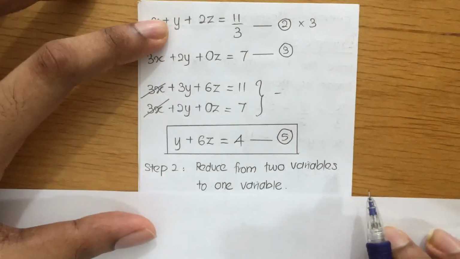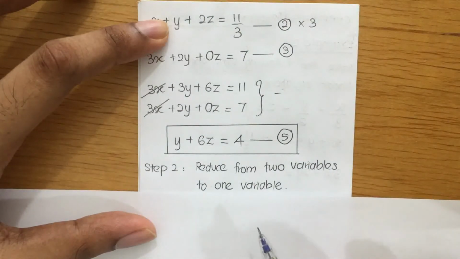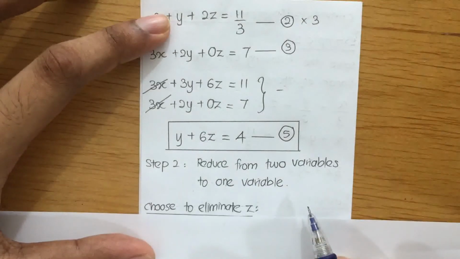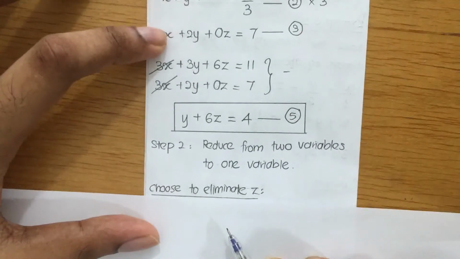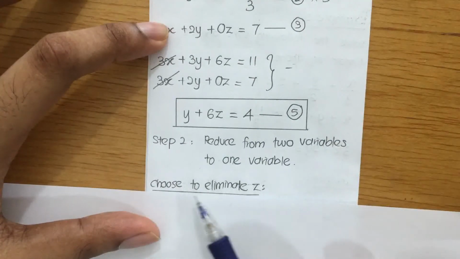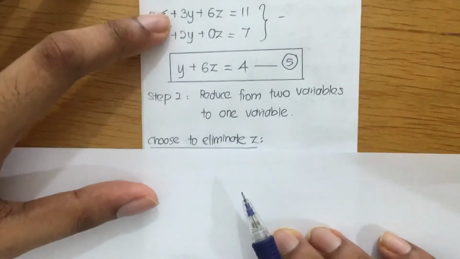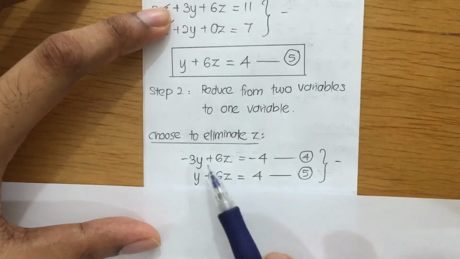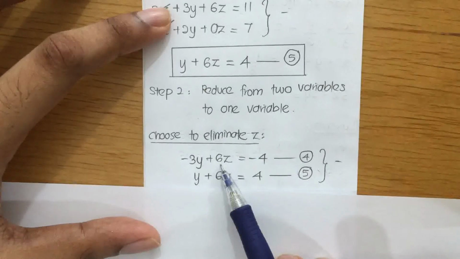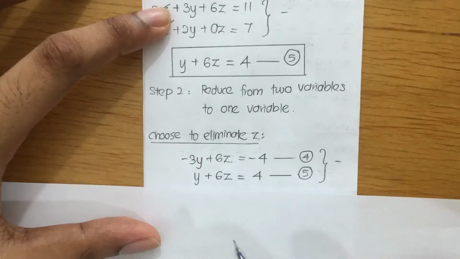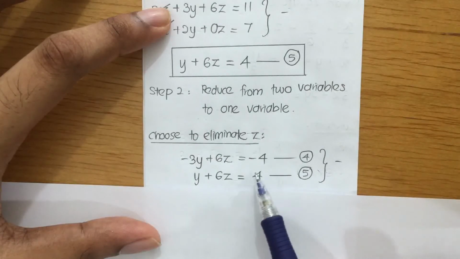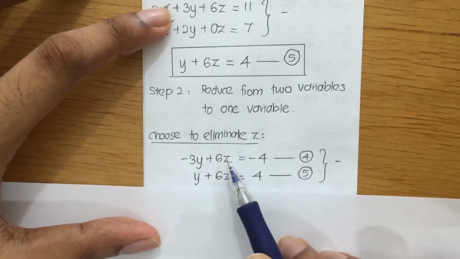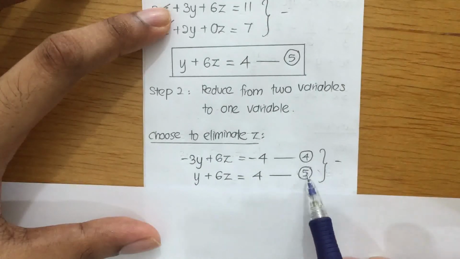For step 2, we're going to reduce from two variables to one variable, guys. So how are you going to perform it? Using equation 4 and equation 5. You can choose any variable, but in this case, I choose to eliminate the z variable. You rewrite the whole equation 4 and equation 5 here, where you write 3y plus 6z is equals to negative 4. So this is your equation 4, and then y plus 6z is equals to 4. So this is your fifth equation. In order to eliminate the z variable, you do 4 minus 5.